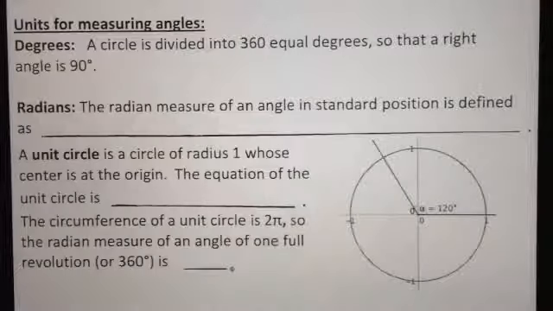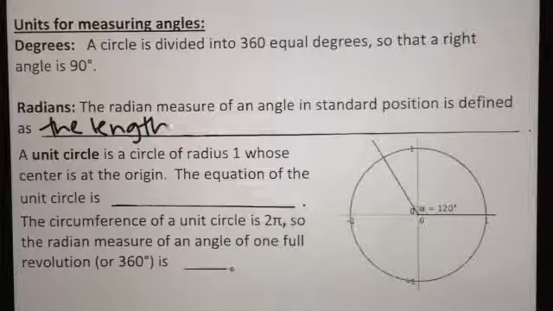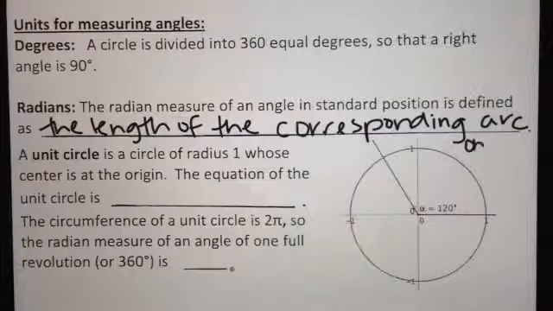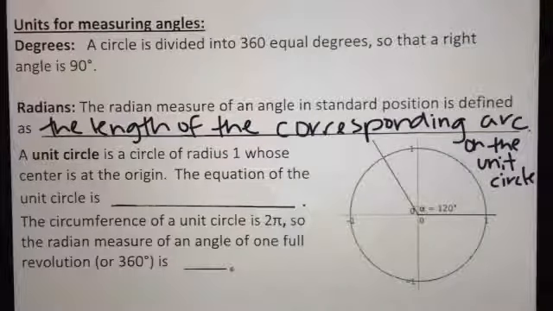All right, next we have two different ways to measure angles in circles. First is degrees. This is what you're used to. A circle is divided into 360 equal degrees so that a right angle is 90 degrees. Radians, a radian measure of an angle in standard position, is defined as the length of the corresponding arc on the unit circle. Hopefully you were able to fit that all in more easily than I was.